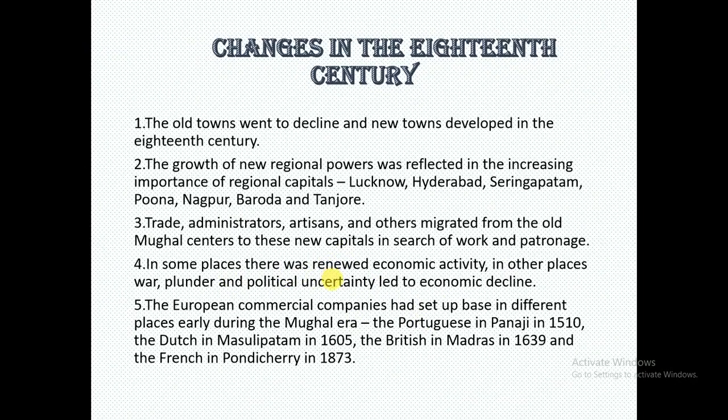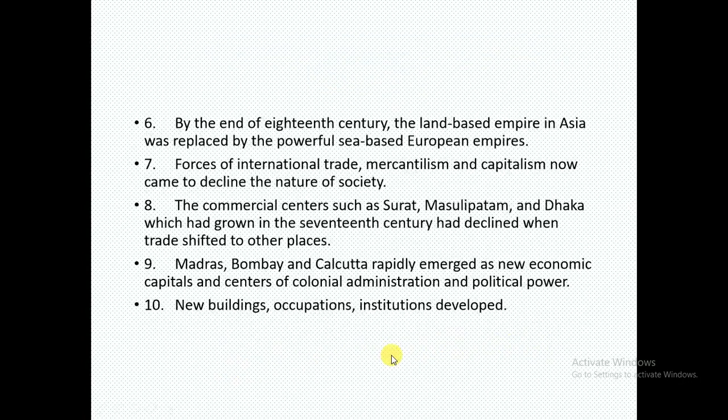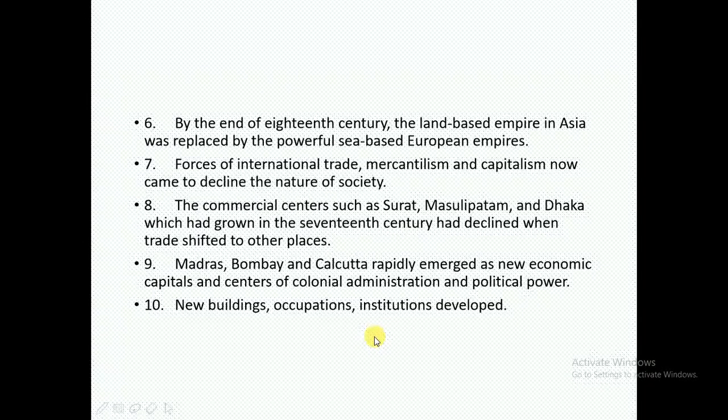economic decline. The European commercial companies had set up their bases in different places early during the Mughal era, which means different European countries introduced their companies in India. The Portuguese introduced their company in Panaji, in Goa, in 1510, and the Dutch East India Company was introduced in Masulipatam in 1605, the British East India Company in Madras in 1639, and the French East India Company in Pondicherry, present-day Puducherry, in 1673, right?